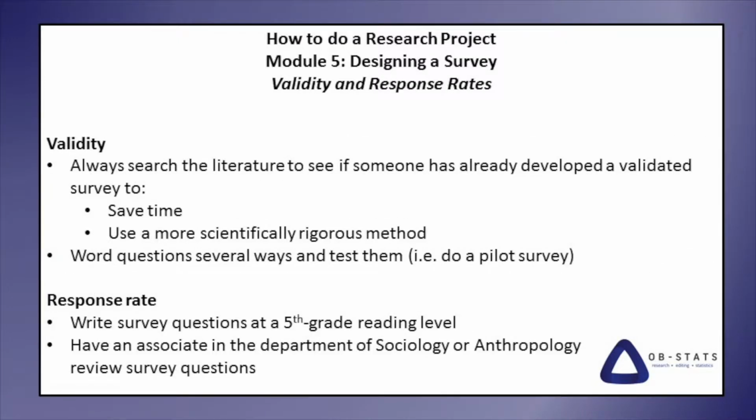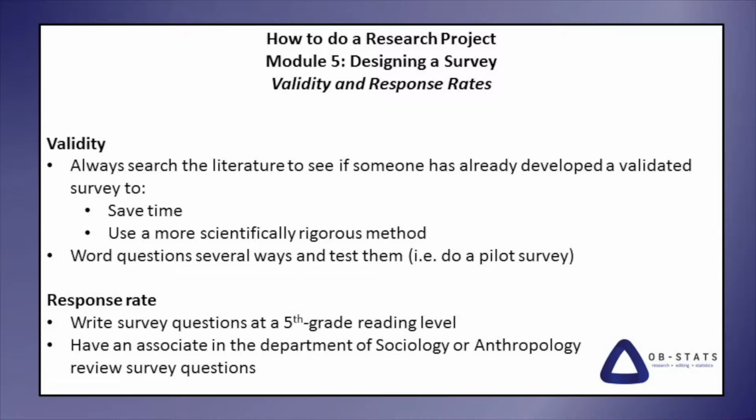Two key aspects of writing surveys are important to keep in mind when developing questions and plotting which populations will be queried. One is validity, and the other is response rate. First, when considering the validity of a survey, always search the literature to see if someone has developed a validated survey that addresses the research topic of the study. This not only may save a significant amount of time, but using a validated survey is also considered much more scientifically rigorous. If no surveys have already been generated for the topic of interest and a new survey must be created, word key questions a couple different ways and test the survey before widely circulating, i.e., do a pilot survey.